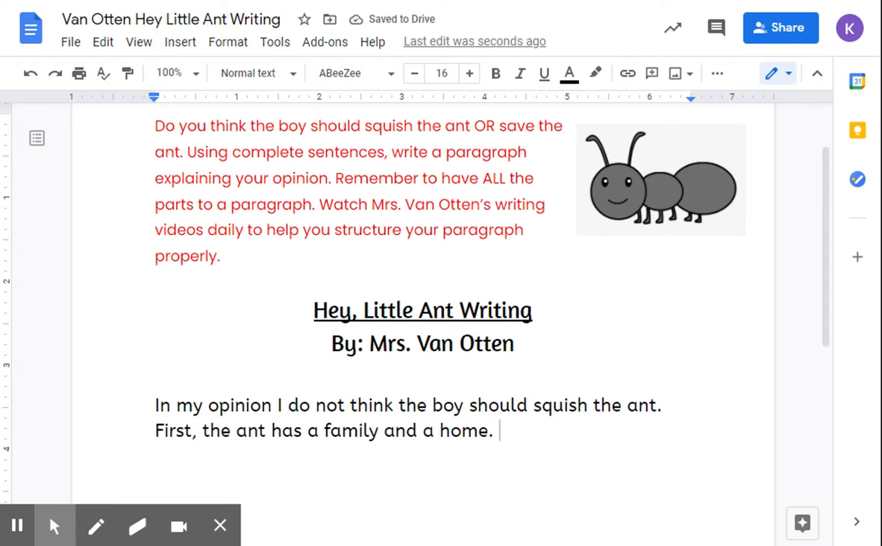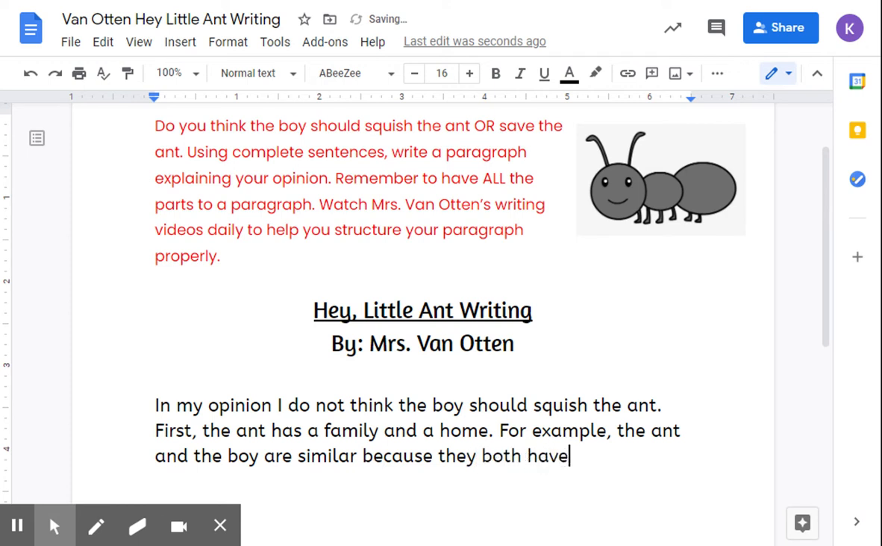Then I need to do a sentence that kind of supports that. Why is that important that the ant has a family and a home? So for example, comma, this is my example sentence. I'm using the transition words. For example, the ant and the boy are similar because they both have families.